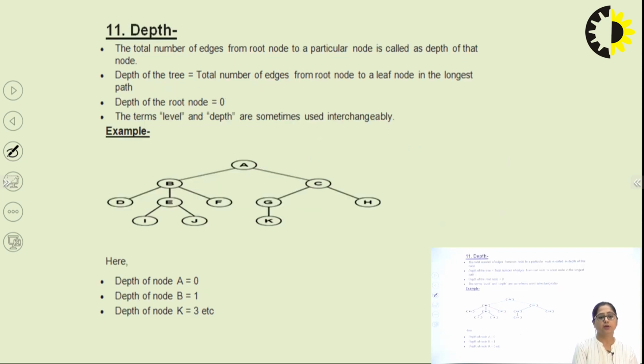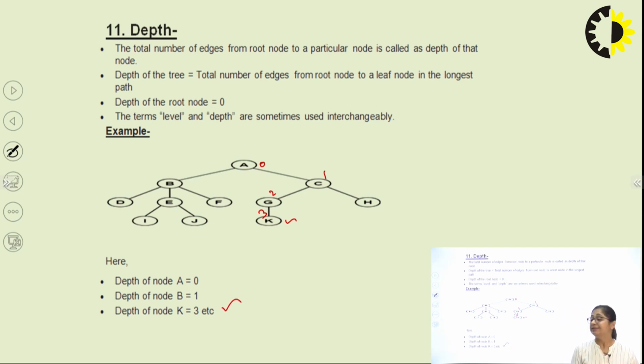So, the next terminology is depth. What is the depth? The total number of edges from the root node to a particular node is called the depth of a node. That means, starting from the root node, whatever number of levels you go to reach a particular node is known as the depth of the node. For example, we have to reach K. What is the depth? That is 0 to 1, 1 to 2, 2 to 3. So we can say that the depth of node K is equal to 3.